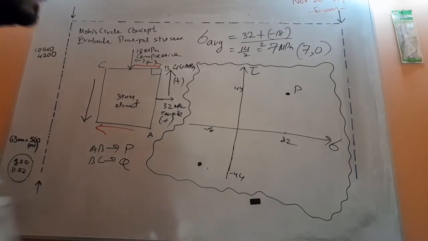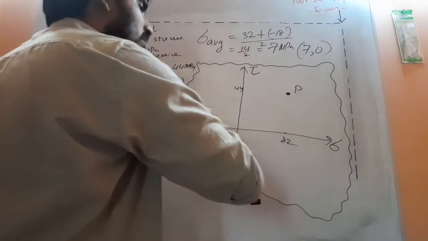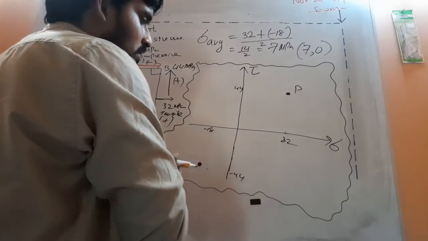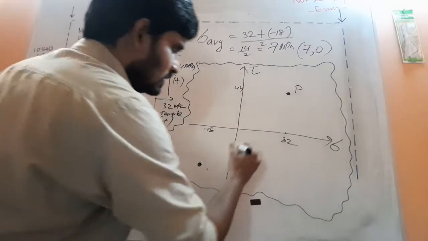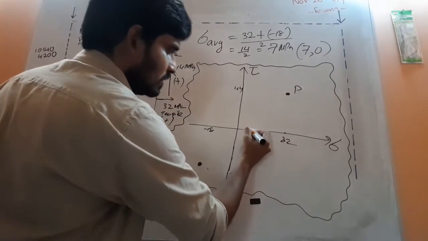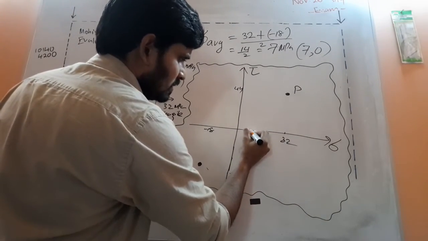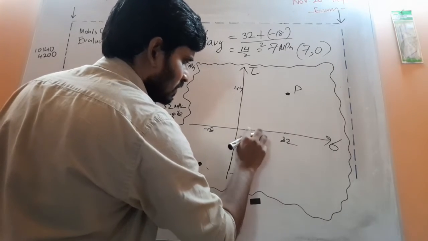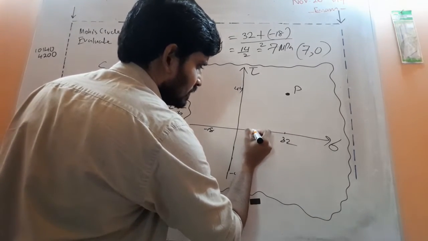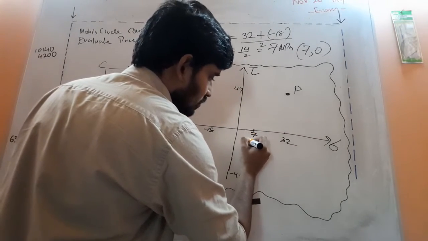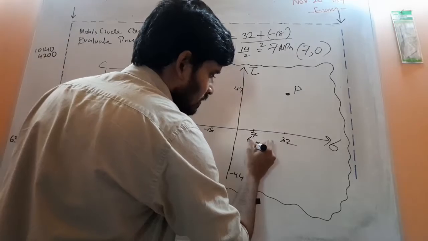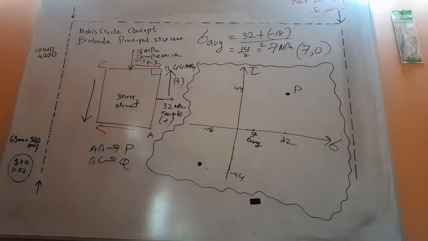So when you are going to define the center, there will be no shear stress applied to it. So the center is somewhere here, 7, 0, isn't it? So let's say 7 is somewhere here. The center, in other words, sigma average. Okay, right. So now let's construct the circle.